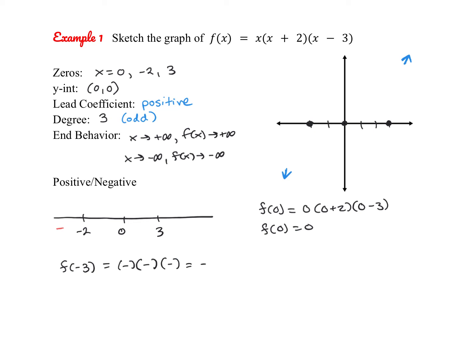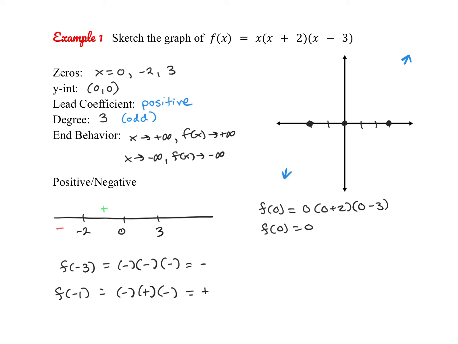Now let's pick a value somewhere between negative 2 and 0. How about negative 1? So let's do a sign evaluation for -1. If I plug in -1 to my first factor, that's going to give us a negative. If I plug in -1 right here, that will actually give us a positive. And if I plug in -1 into my third factor, that will give us a negative. And if I have a negative times a positive times a negative, the result is a positive. So my graph is going to be positive between -2 and 0.